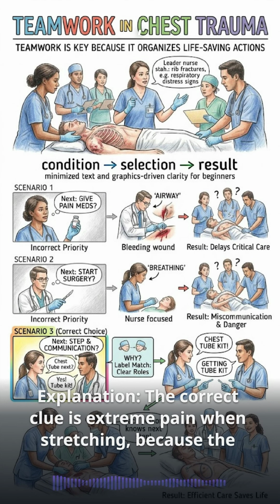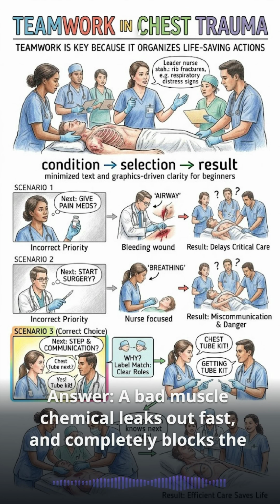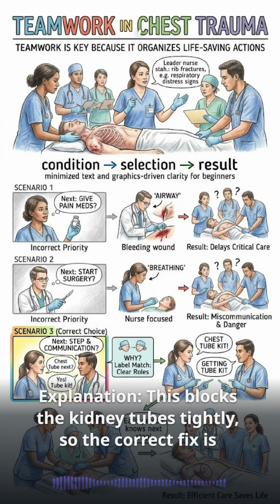What bad chemical leaks into the blood when a heavy rock crushes their muscles? A bad muscle chemical leaks out fast and completely blocks the working human kidneys. This blocks the kidney tubes tightly, so the correct fix is flushing with water.